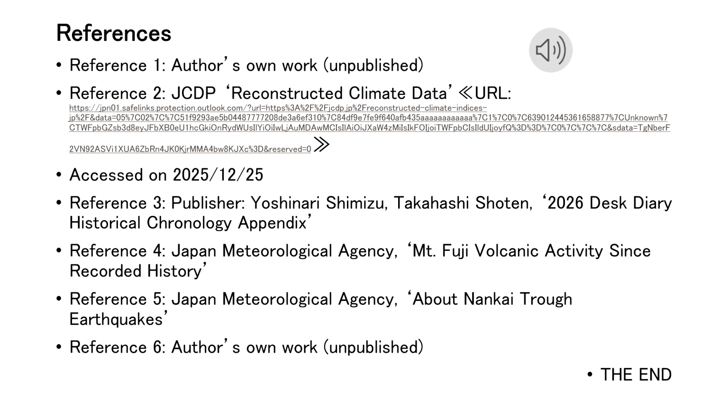References. Reference 1, author's own work, unpublished. Reference 2, JCDP reconstructed climate data, URL. Accessed on December 25, 2025. Reference 3, publisher, Yoshinari Shimizu, Takahashi Shoten, 2026 Desk Diary Historical Chronology Appendix. Reference 4, Japan Meteorological Agency, Mt. Fuji volcanic activity since recorded history. Reference 5, Japan Meteorological Agency, about Nankai Trough earthquakes. Reference 6, author's own work, unpublished.